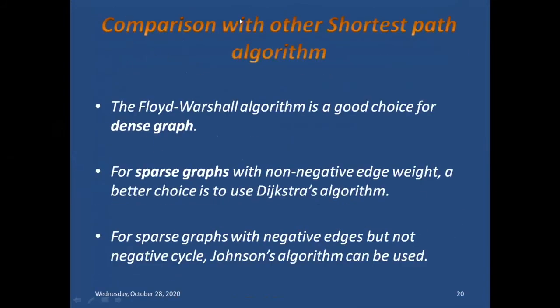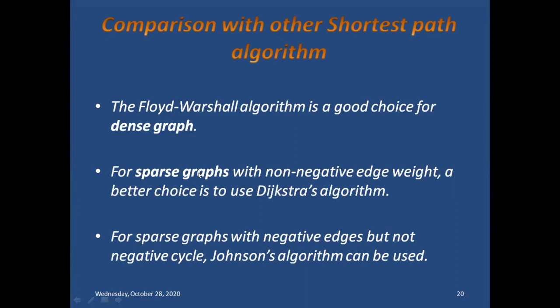And next, comparison with other shortest path algorithms. The Floyd-Warshall algorithm is a good choice for computing paths between all pairs of vertices in dense graphs, in which most or all pairs of vertices are connected by edges. Now, what is a dense graph? A dense graph is a graph where the number of edges is approximately equal to the square of the number of vertices.